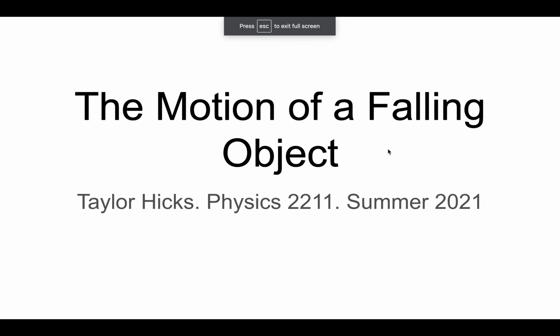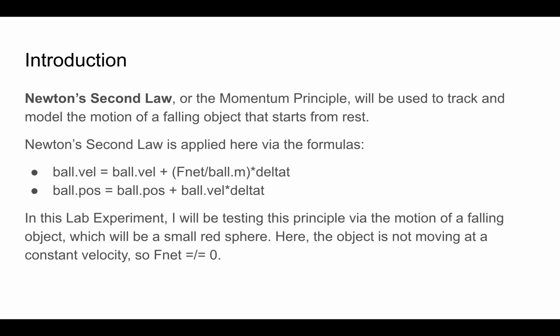This is Taylor Hicks, and this is the motion of a falling object for lab number 2. Newton's second law, or the momentum principle, will be used to track and model the motion of a falling object that starts from rest. Newton's second law is applied here via the formulas: final velocity equals initial velocity plus net force over mass times delta t, and final position equals initial position plus average velocity times delta t.